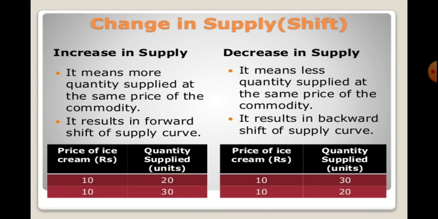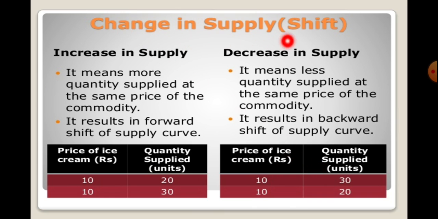Now look at the table. It is clear from the table that price of ice cream remains constant at rupees 10, but its quantity supplied has increased from 20 units to 30 units. It may be because of many reasons, that is advancement in technology, fall in price of factors of production, change in the goal of firm from profit maximization to sales maximization, or change in price of related commodities. Exactly in the second portion, price of the commodity remains the same but quantity supplied has decreased.